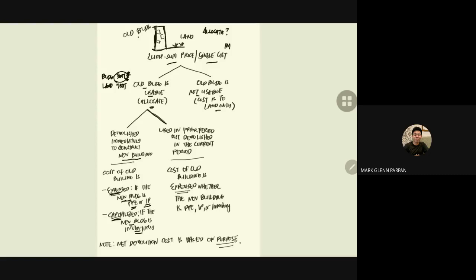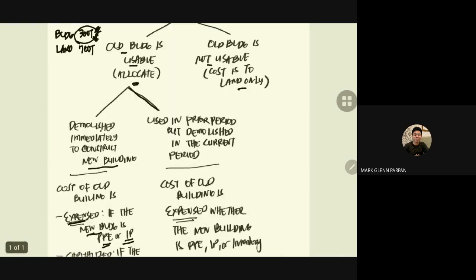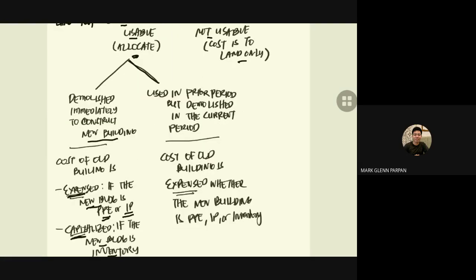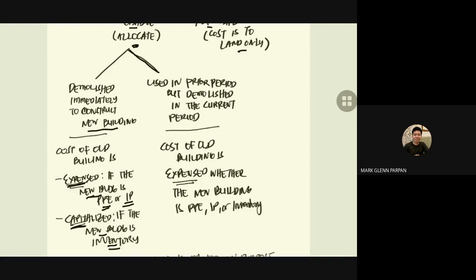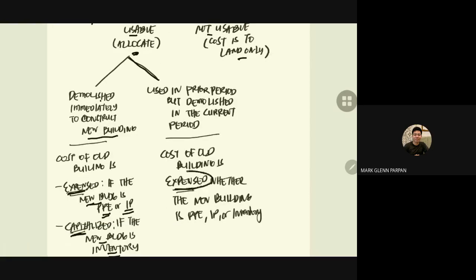What if, sir, ginamit namin saglit yung old building tapos after a year dinemolish namin siya because we want to construct a new building? So used in the prior period but demolished in the current period. Ginamit muna namin siya, tapos ngayon na year, gusto namin siya i-demolish na kasi magtatayo kami ng bagong building. So, ano mangyayari sa 300,000 na cost ng building? The cost of the building is to be expensed. Expense talaga siya, irrespective kung PPE, investment property, or inventory ang treatment ng bagong building.